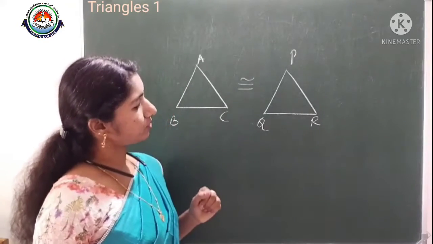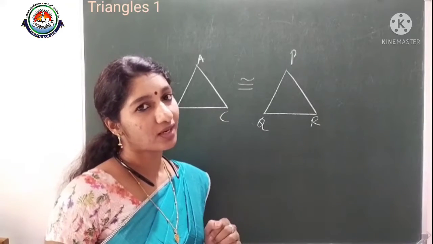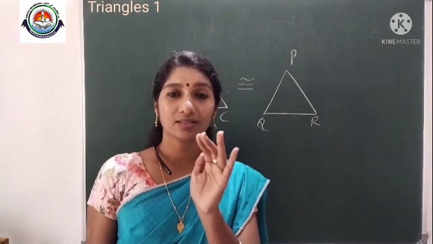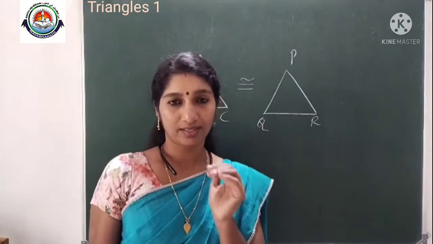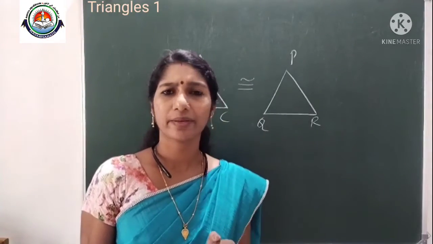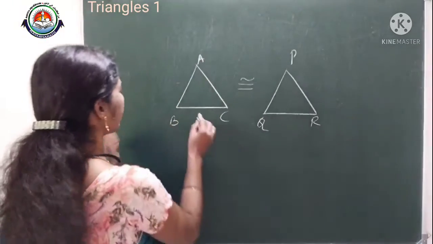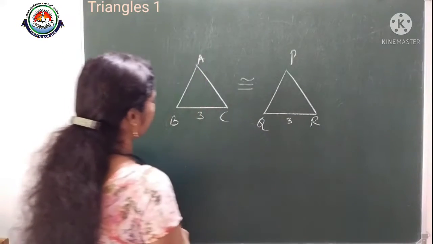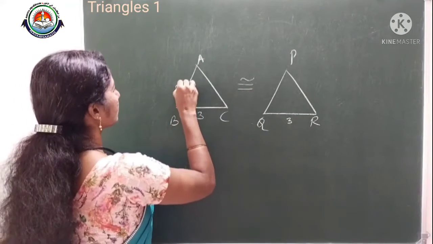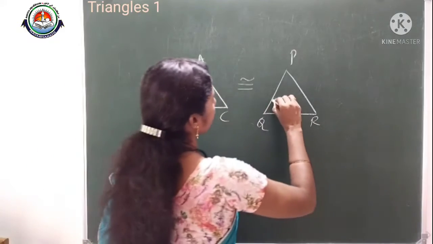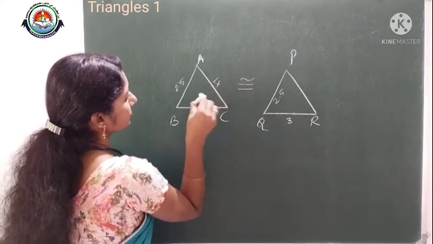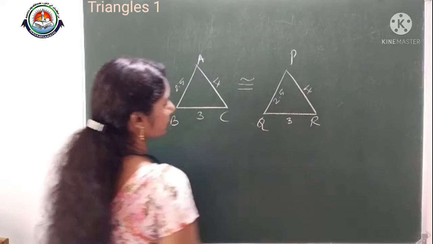See, if the two triangles are the same, what does that mean? Same shape and same size means all their sides are equal. Corresponding sides are equal. What is meant by corresponding? See, suppose BC equal to 3 cm and QR is equal to 3 cm. AB equal to 2.5 cm, PQ is equal to 2.5 cm. AC equal to 4 cm and PR equal to 4 cm.